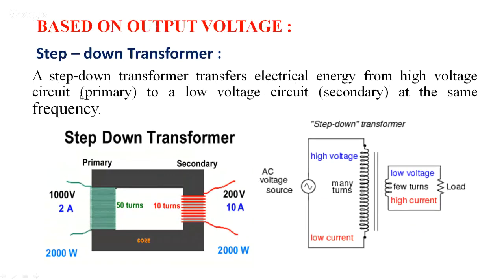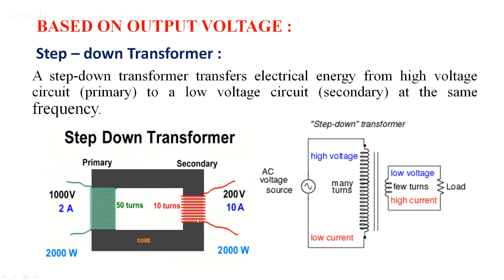Now, the step-down transformer. The name itself tells step down. That means it is a transformer that transfers electrical energy from a high voltage circuit, that is the primary, to a low voltage circuit on the secondary at the same frequency. So let us look at the figure here. You can observe here the primary has got more number of turns, say 50 turns. It is at 1000 volts. The current there is 2 amperes.